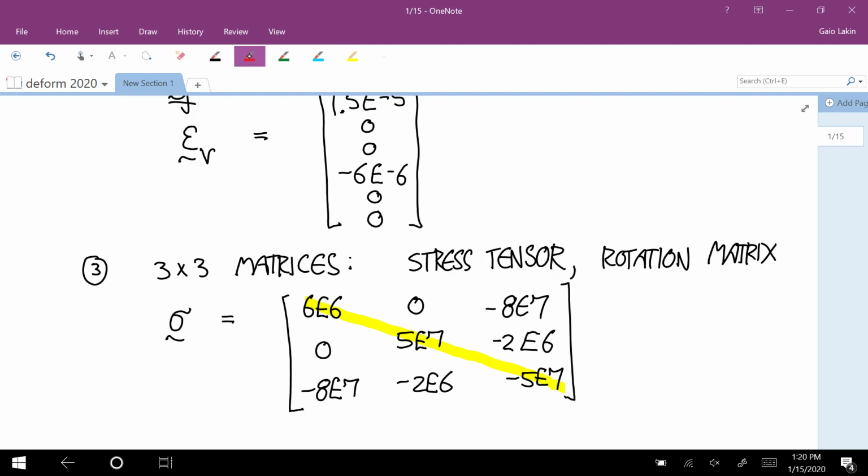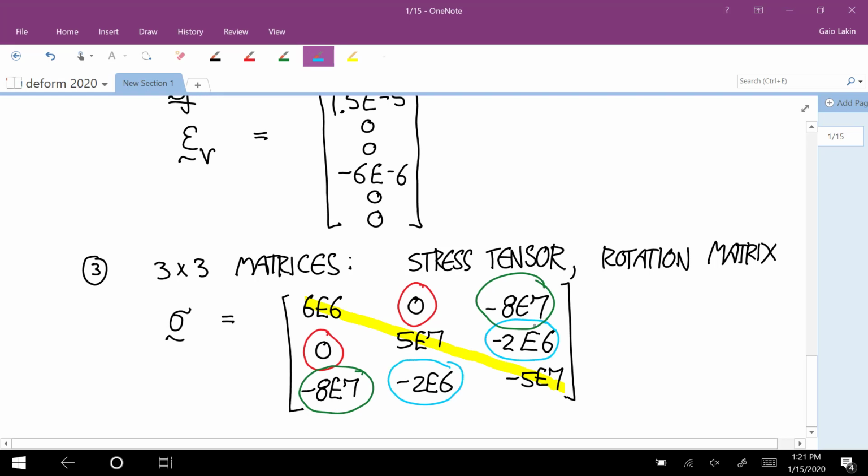But notice that there's some kind of symmetry across that diagonal. This is equal to that. This is equal to that. And this is equal to that. That's not just by chance. Stress tensors have to be symmetric matrices in this way. It's called symmetric. I'll get that in your notes in a second. And symmetric matrices have some properties that are really useful.